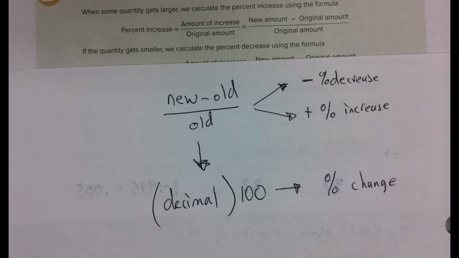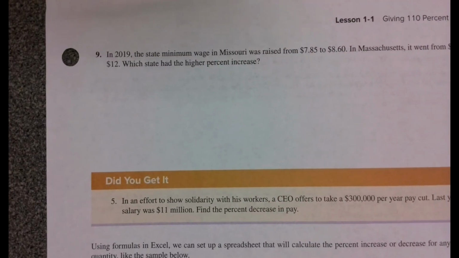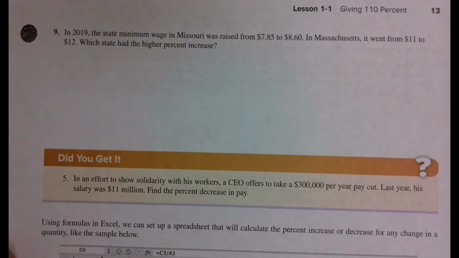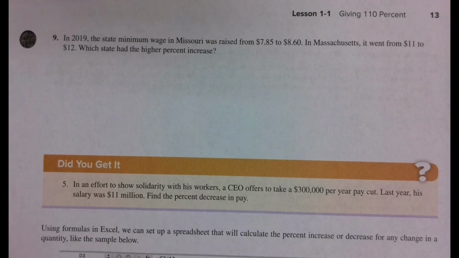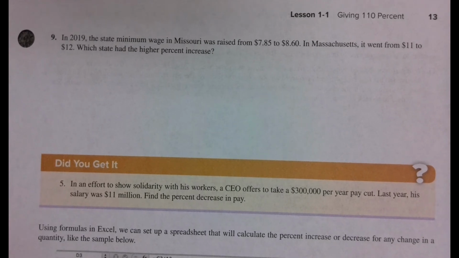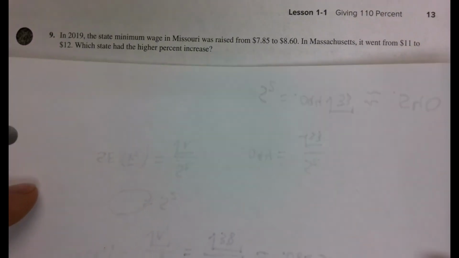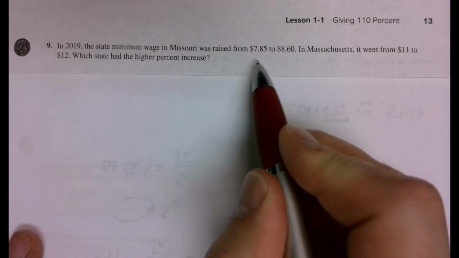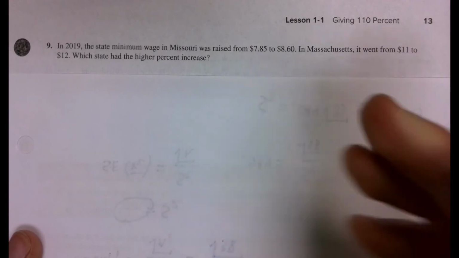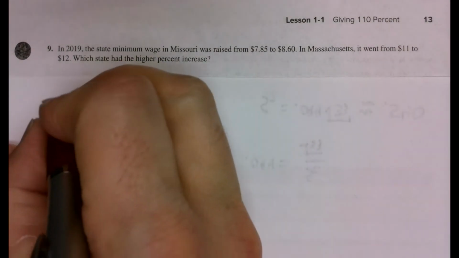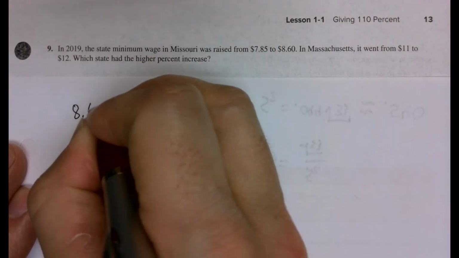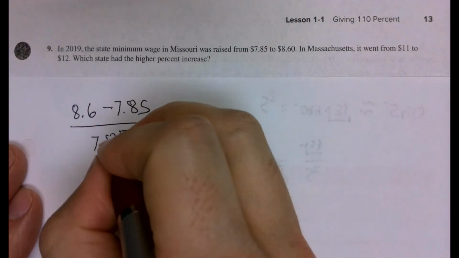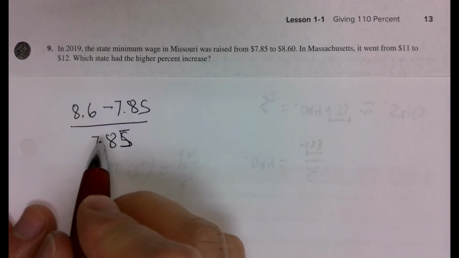All right, so let's try one quick problem here. In 2019, the state minimum wage in Missouri was raised from $7.85 to $8.60. In Massachusetts, it went from 11 to 12. Which state had the higher percent increase? Great question. So we can identify these as new minus old divided by old. So the old number here is 785. The new number is 860. So for Missouri, we're going to do 860 minus 785. Key point here, divided by 785. We're wanting to know how much did it go up relative to the original amount.